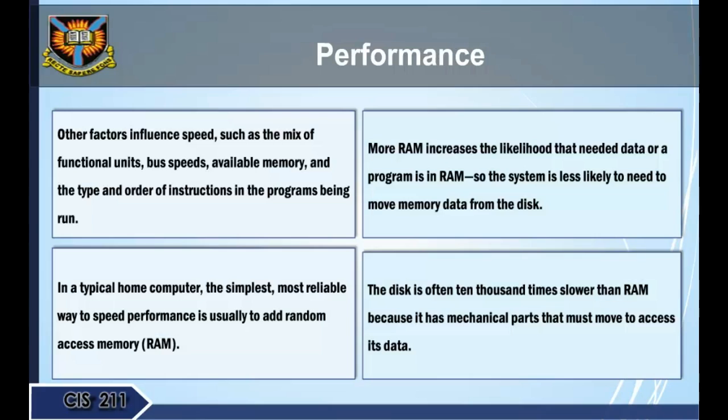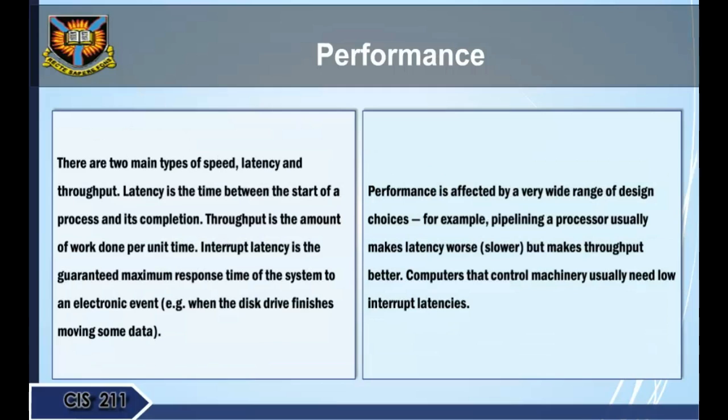In a typical home computer, the simplest, most reliable way to speed performance is usually to add random access memory, RAM. More RAM increases the likelihood that needed data or a program is in RAM, so the system is less likely to need to move memory data from the disk. The disk is often 10,000 times slower than RAM because it has mechanical parts that must move to access its data.